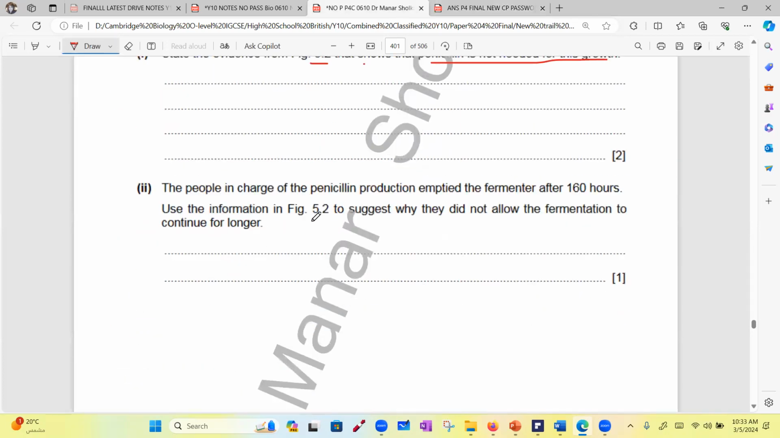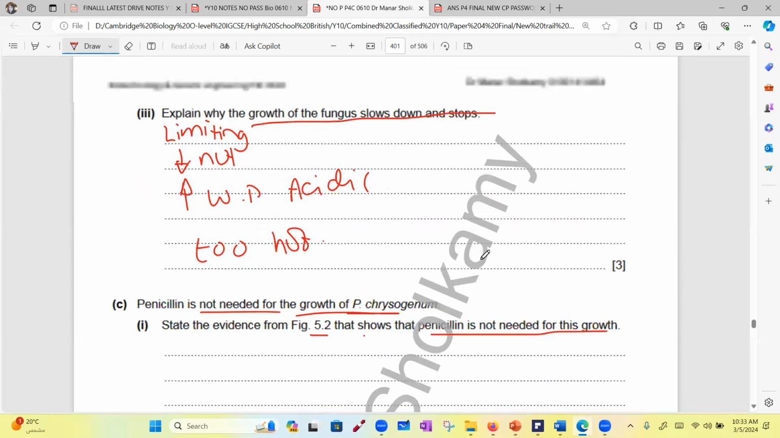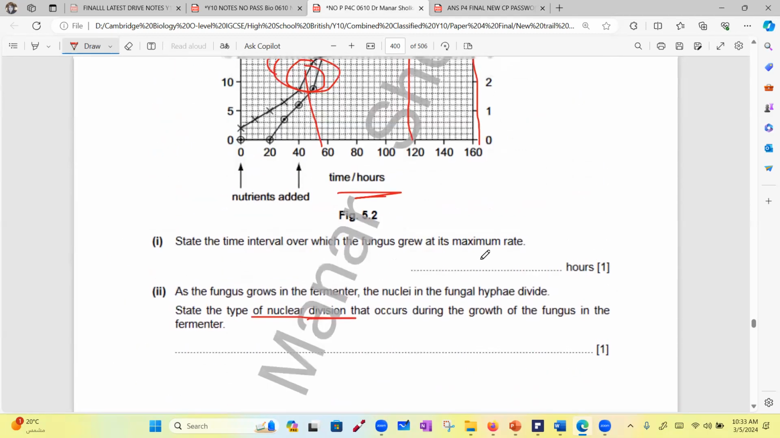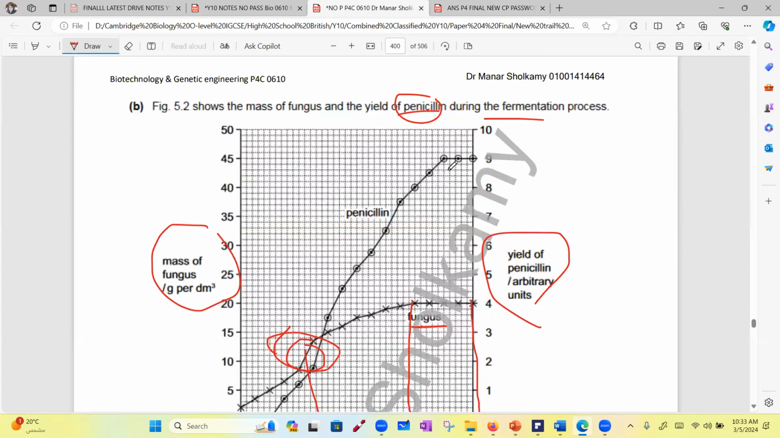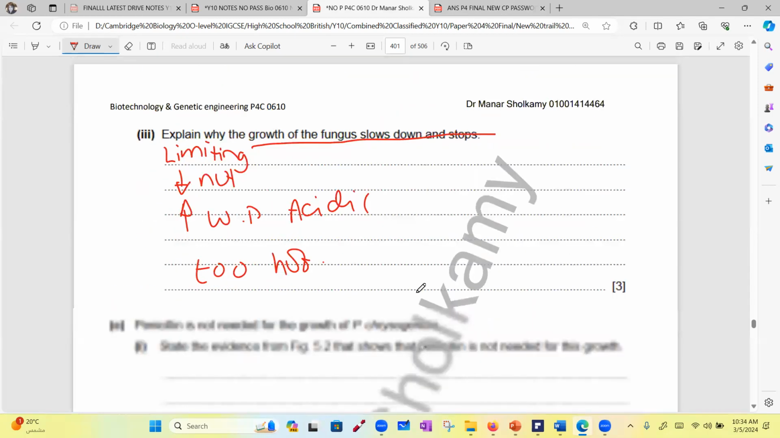Use the information in figure 5.2 to suggest why they did not allow the fermentation to continue for longer. They started to die, okay? No more fungus is there. And even the penicillin became constant. So they don't keep the microorganism in the fermenter forever, because it doesn't produce forever and it doesn't react forever. Good? Is this exam finished?